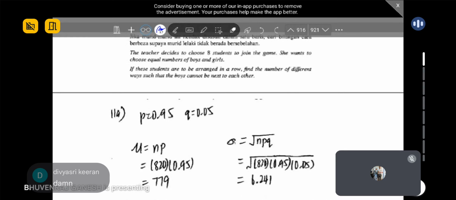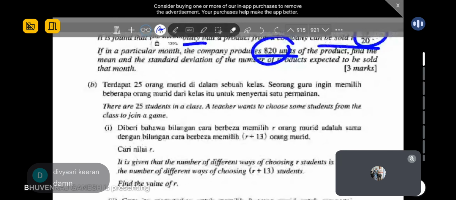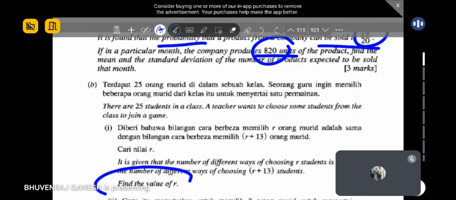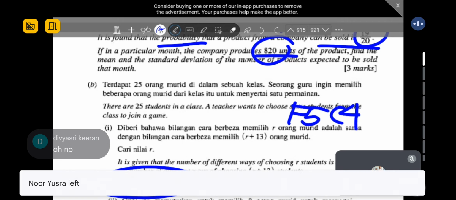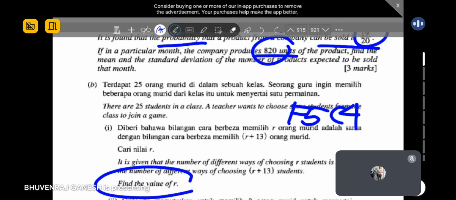All right, so we go to question B1. Question B1, they ask you to find the value of r. Suddenly we come to Form 5, Chapter 4, guys. This question actually mixes two topics, Form 5 Chapter 5 and Form 5 Chapter 4. Not hard, guys. Trust me, SPM 2023, this one is not hard.